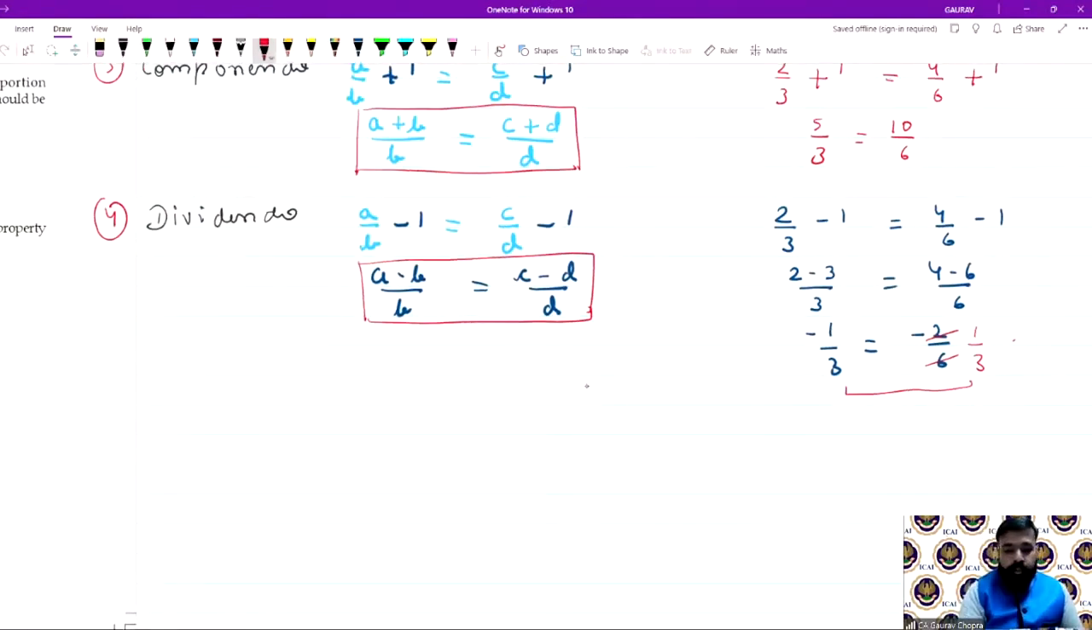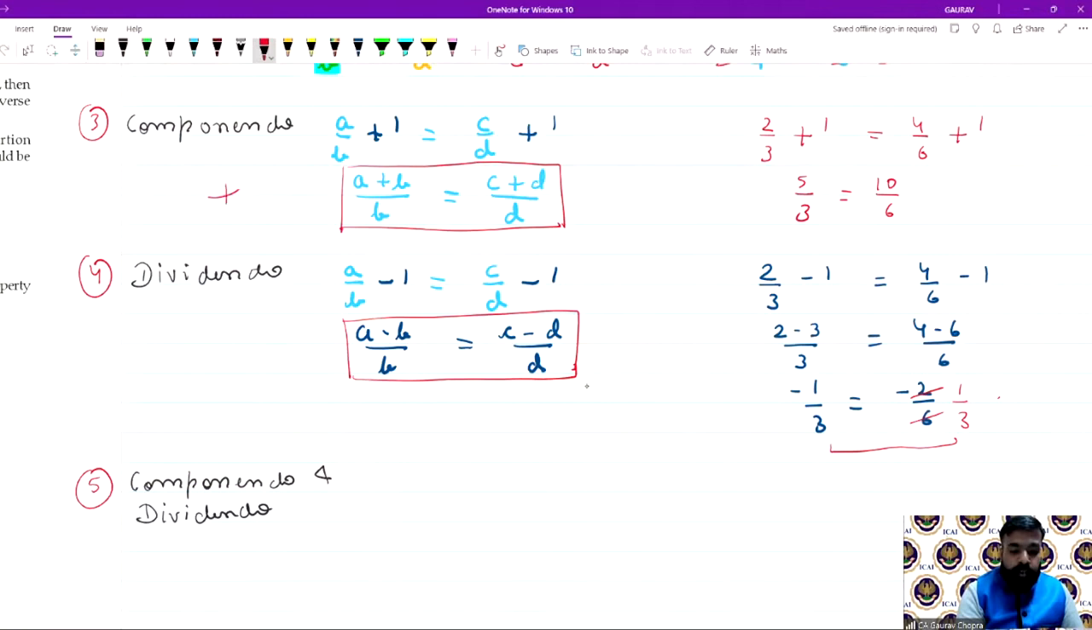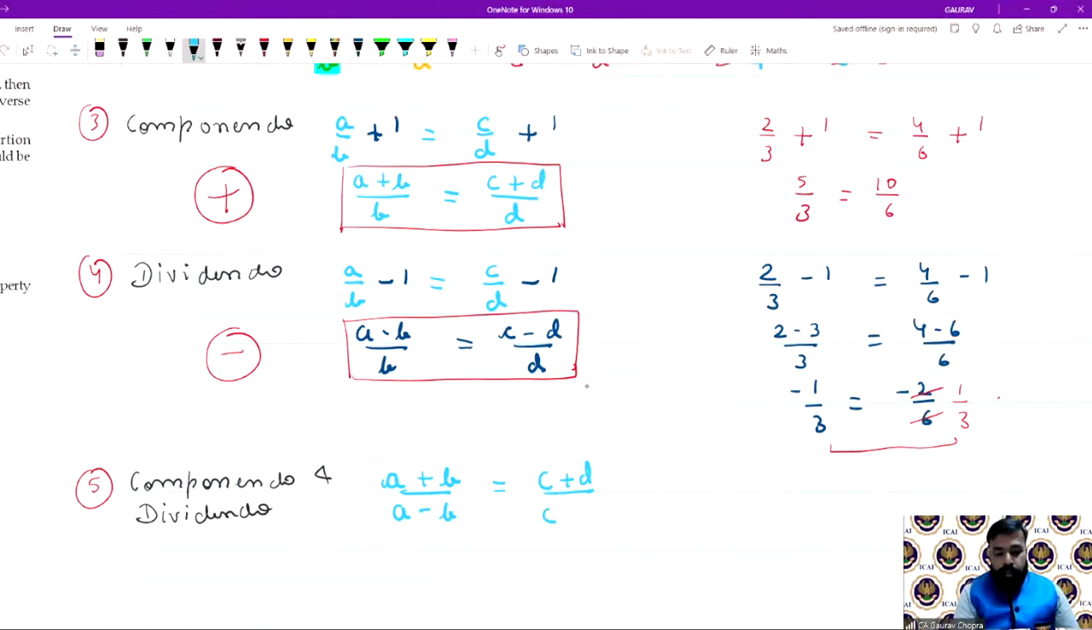Now, the property number 5. Now, this time we can write componendo and dividendo. That means it is a combination of both componendo and dividendo. That means we have to take positive from componendo and negative from dividendo. So positive will come in numerator and negative will come into denominator. So it will become A plus B upon A minus B is equal to C plus D upon C minus D.